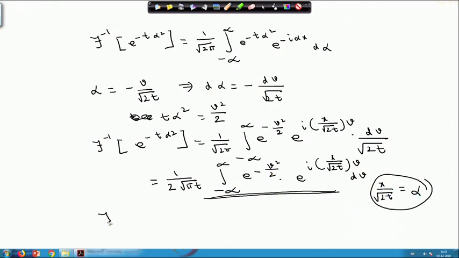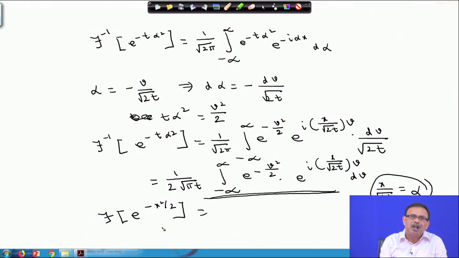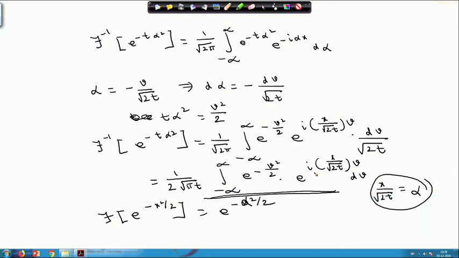Now, what is the Fourier transform of e power minus x square by 2? E power minus x square by 2 is self reciprocal with respect to Fourier transform. This problem we have done earlier. So the Fourier transform of e power minus x square by 2 is nothing but e power minus alpha square by 2, and if I replace alpha by x by root 2 t, this will be the value of the given integral.